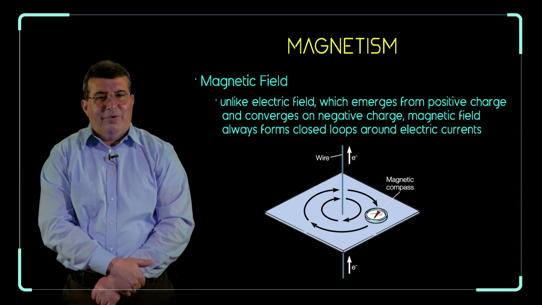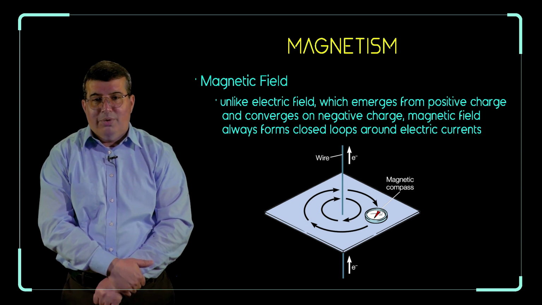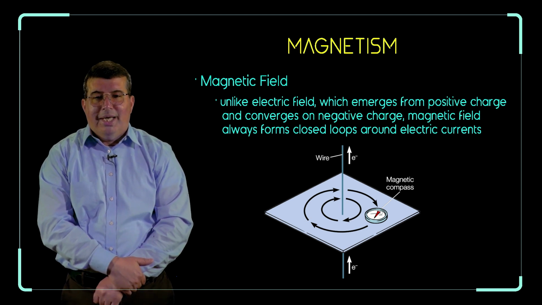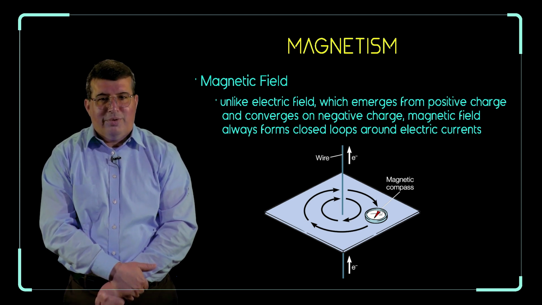That means if we have a compass on one side of the wire, that compass, which will align itself with the magnetic field, will point in one direction on one side and in the opposite direction on the other. Let me demonstrate that for you.